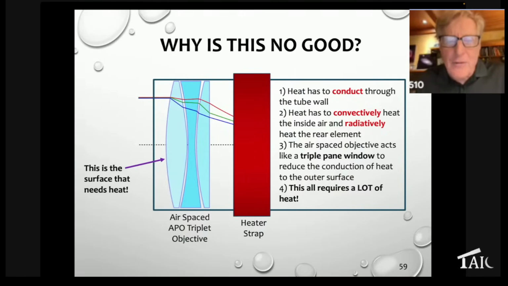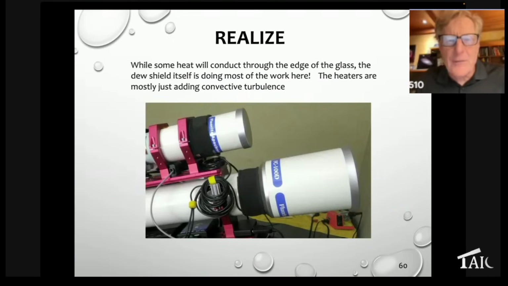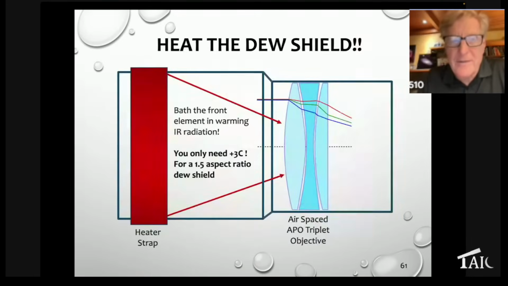If you're using a high quality refractor, it's probably an Apple refractor that has a couple of air spaces in it. So it acts like a triple pane window. It has very, very low thermal conductivity to the outside surface. So you've got to crank up the heat as high as you can to get any heat to come through these heater straps to get to the front surface that really needs the heat. So you got to realize that when you put a heater on behind the objective, some of the heat's going to go through the glass, but the thing that's really doing the work here is the dew shield. The dew shield is really what's doing all the work, and those heaters are mostly just adding convective turbulence.